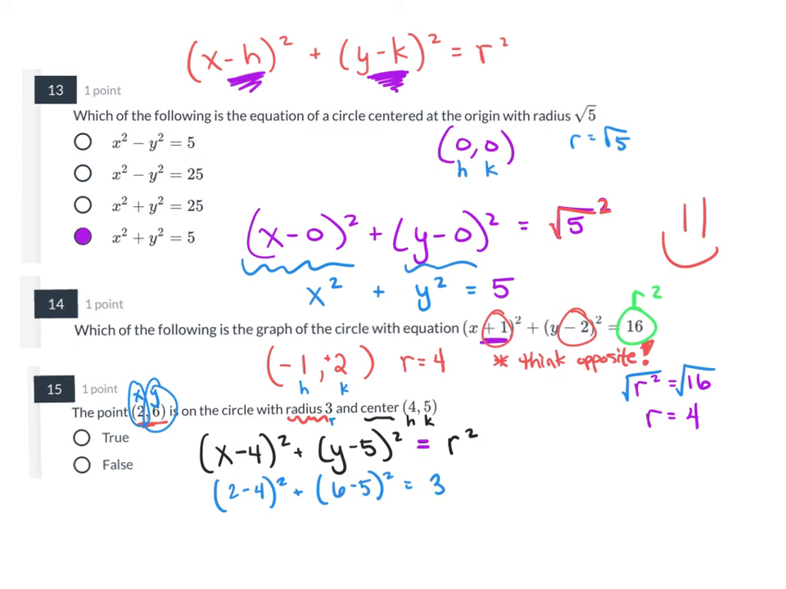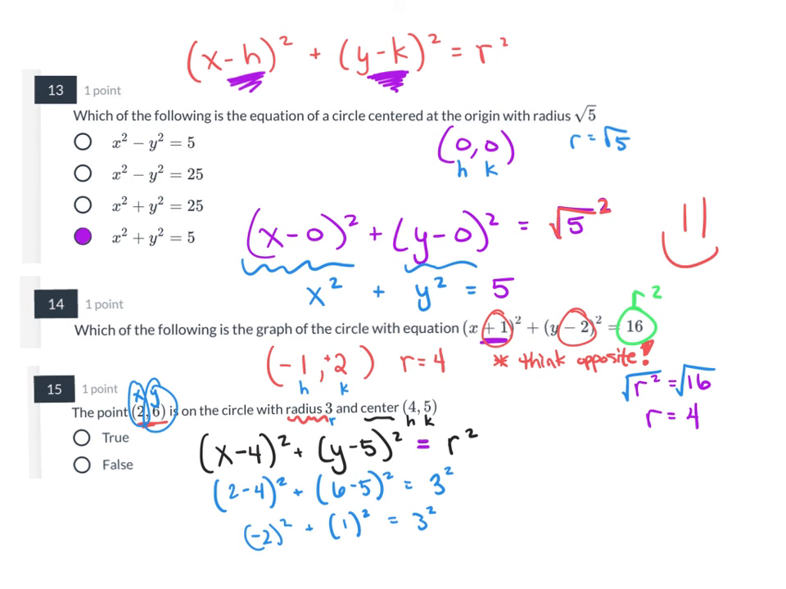The ones we did in class, we didn't have all this information. We had to figure out what the r was. So this one's even easier, kind of. Maybe not. 2 minus 4 is a negative 2. 6 minus 5 is a positive 1. All right, so now let's see if this is true. The moment of truth here.